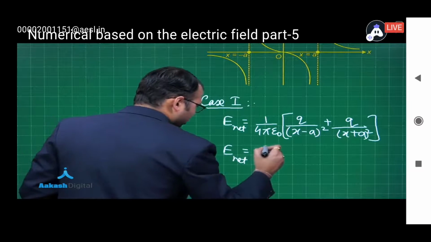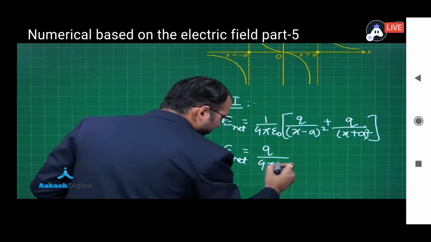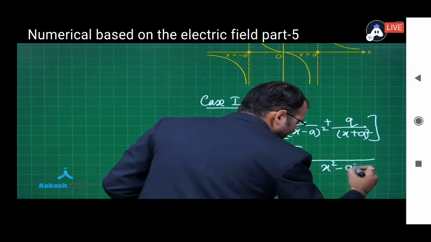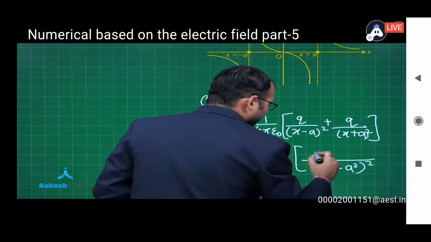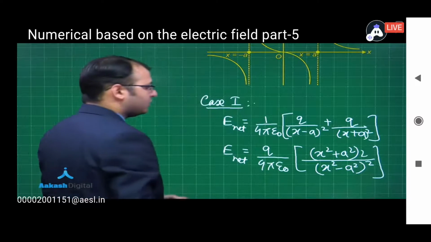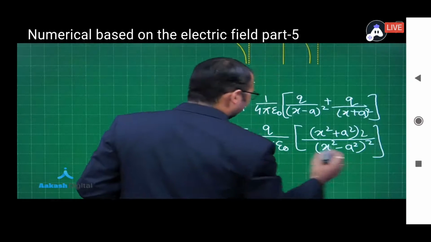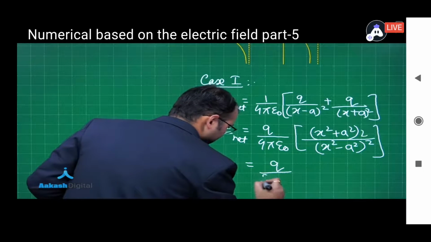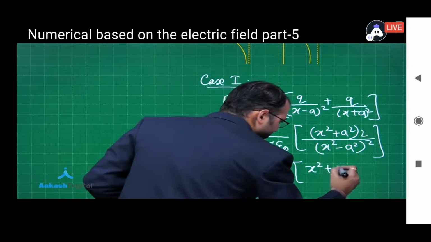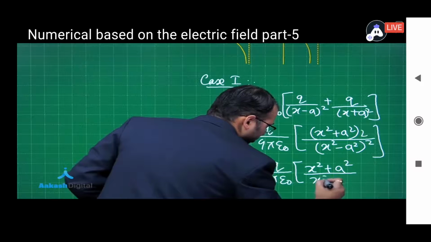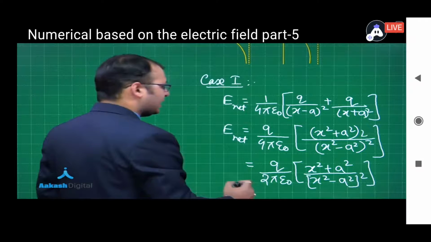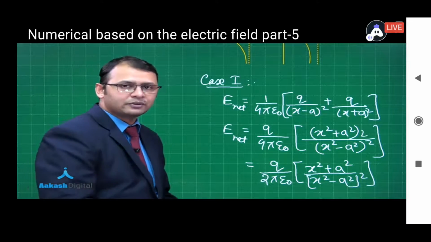E net, would be q upon 4 pi epsilon naught. On solving this, you will get (x square minus a square) whole square in the denominator, and (x square plus a square) into 2 in the numerator. That's a complex equation with respect to the graph, but still you will get an idea that the parabolic shape was there because of this equation. You don't need to solve it further, but if you have a value of x and a related, you can find the value of E net.